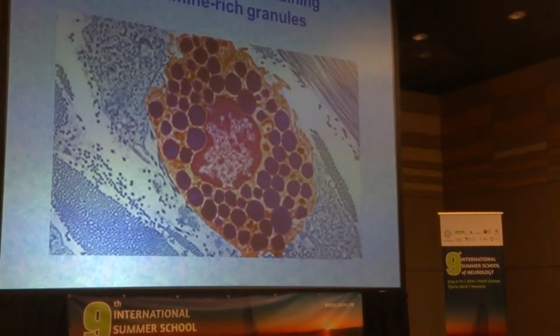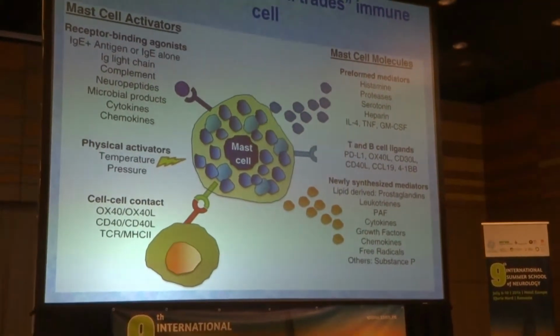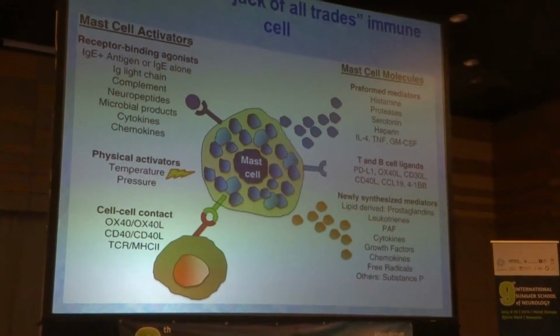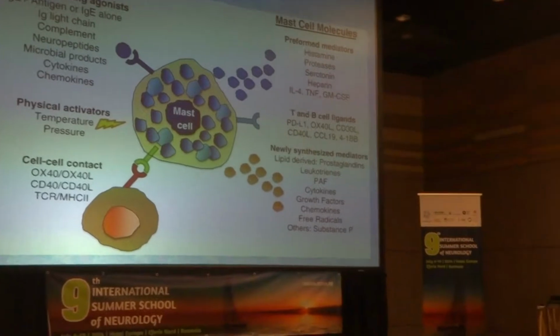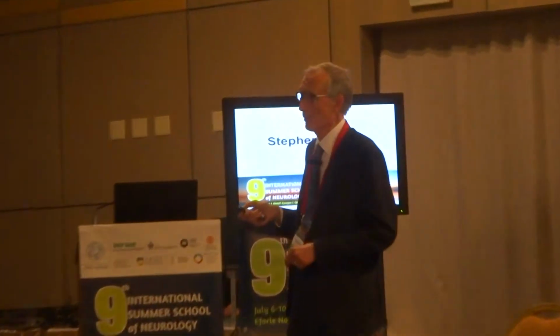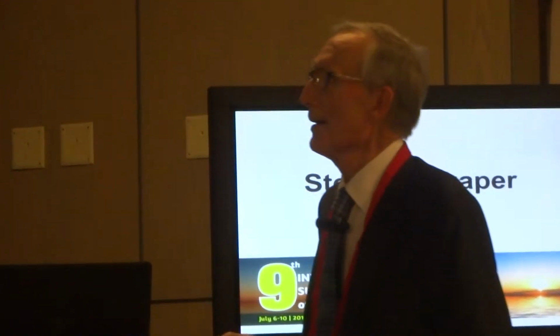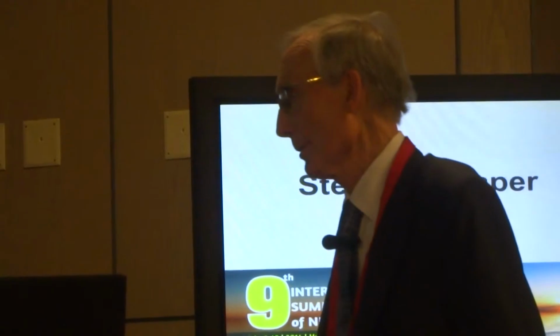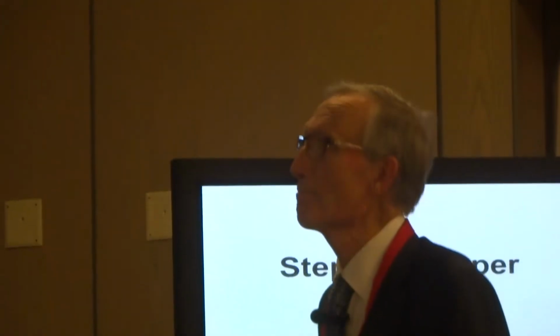These granules have a variety of agents. I like to think of the mast cell as a jack of all trades immune cell. They have in these granules a variety of preformed agents: histamine, serotonin, heparin, proteases, some cytokines, TNF. They have T and B cell lines, so they can interact with T helper cells. They not only have preformed agents, but they also produce them de novo, like cytokines, chemokines, growth factors, radicals, neuropeptides.